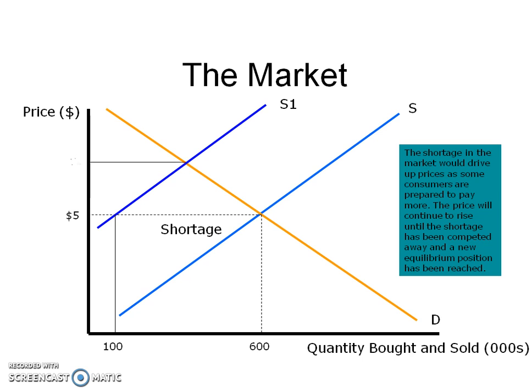and we would eventually reach a new equilibrium at $8 and 350 in terms of quantity. So the reason for that is because as price goes up, more people will be willing to produce the product, and fewer people will be willing to purchase it until we reach this new equilibrium point.